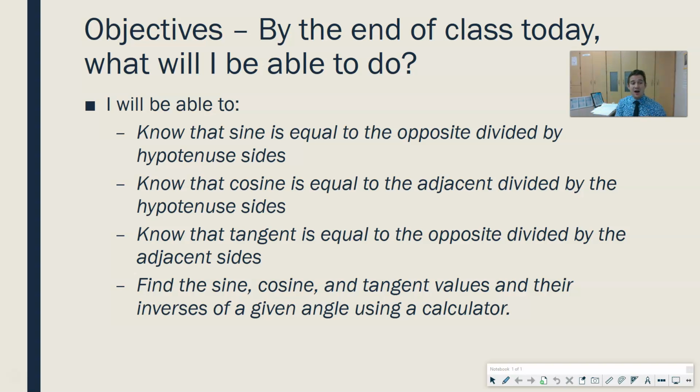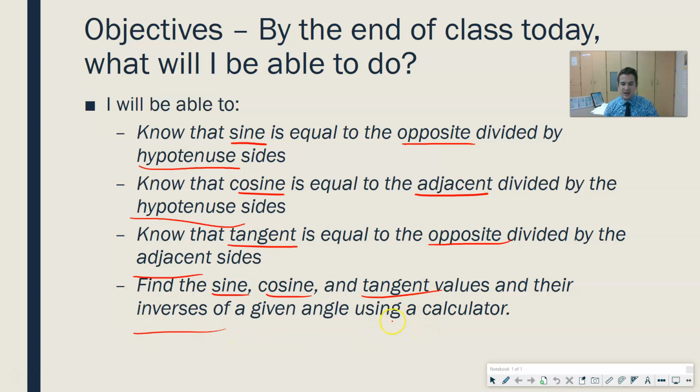By the end of this lesson, these are the things I hope you are able to know and do. I want you to know that the sine is equal to the opposite side divided by the hypotenuse. That the cosine is equal to the adjacent side divided by the hypotenuse. And that the tangent is equal to the opposite side divided by the adjacent side. And find sine, cosine, and tangent values and their inverses of a given angle using a calculator.